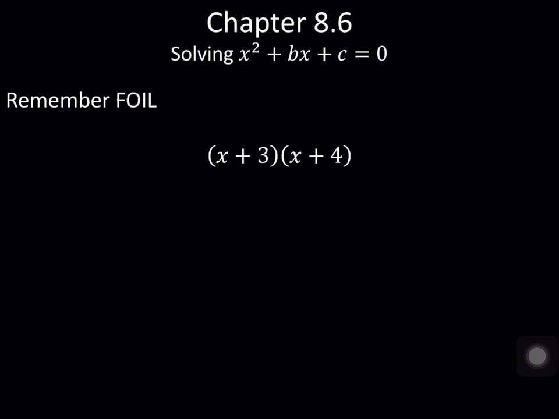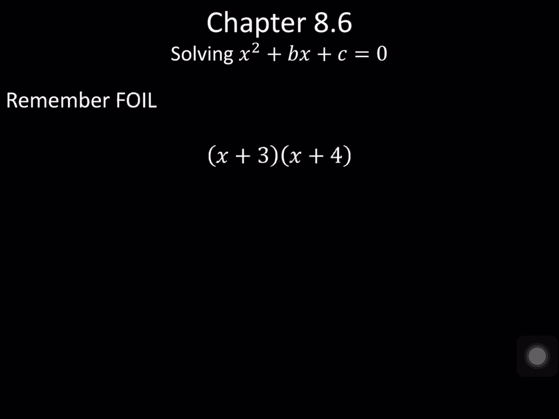Let's remember FOIL. Let's remember fondly how we can take a binomial times a binomial, and either by distributing or by FOIL, we'll get the same answer. But I want to show you this intermediate step, and then what our final answer looks like. This is kind of a pattern that we're looking for, so that we can unpack, so we can undistribute once we get to a trinomial.